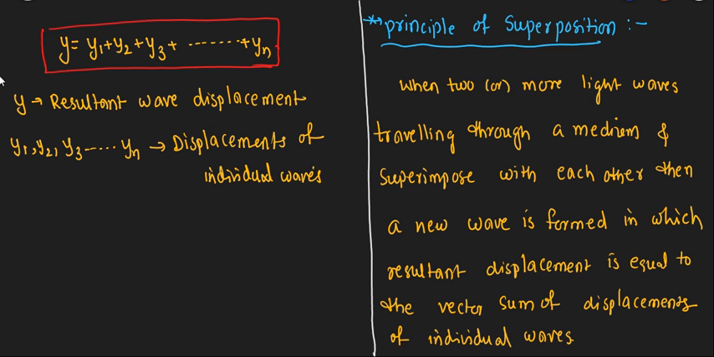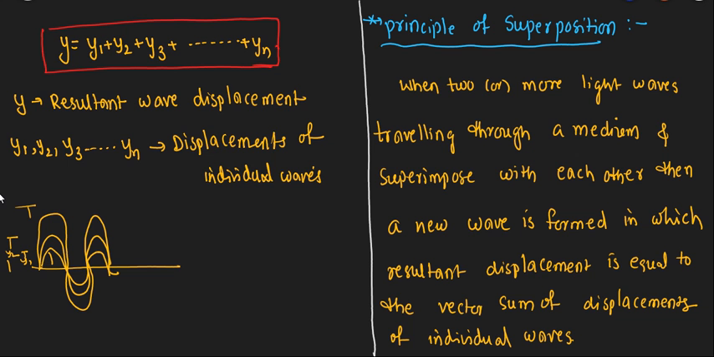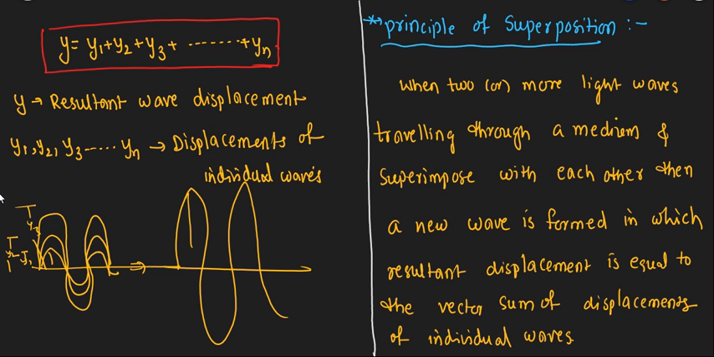Let us start here now. These superpositions are of two types. Principle of superposition means what? It is very simple. For example, this is the first light wave, this is the second light wave, this is the third light wave. Like this, many light waves are superposed with each other. The first has displacement y1, the second has displacement y2, the third has displacement y3. Then these three waves combine with each other and one new wave is produced. That new wave's displacement is the resultant wave displacement.